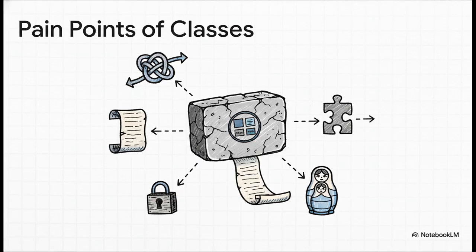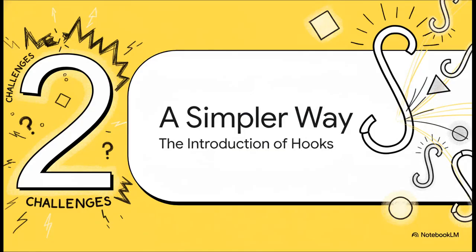The syntax was just a lot. Components would get huge and hard to read. Plus, logic for a single feature often got smeared across different methods, making it tough to follow. And worst of all, if you wanted to share logic between components, you'd end up in what developers called wrapper hell. This nightmare of components nested inside other components, it was a mess. So seeing all these challenges, the React team went back to the drawing board and came up with a much simpler, way more elegant solution: hooks.